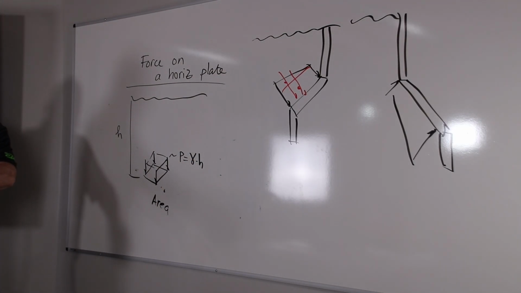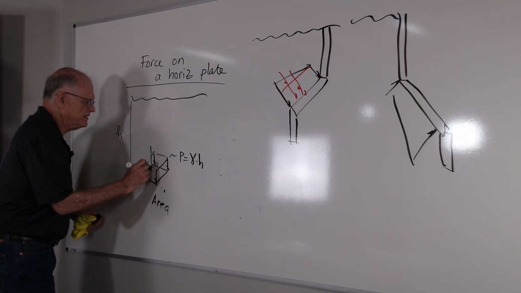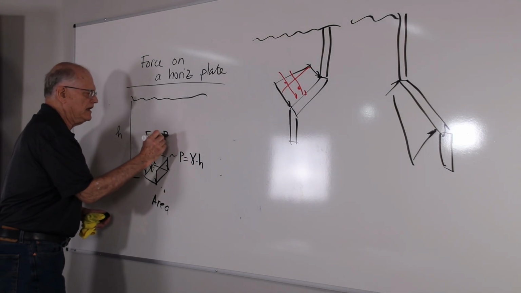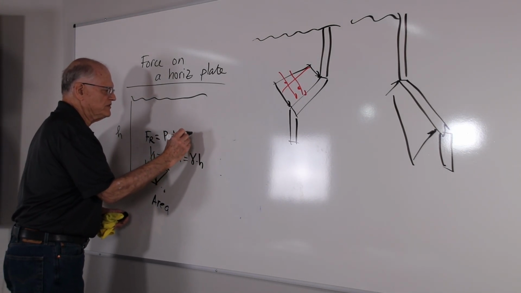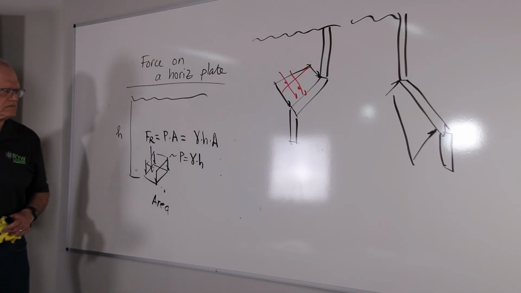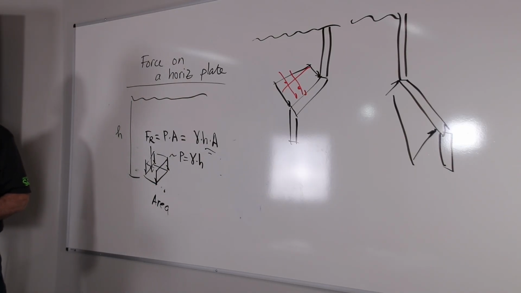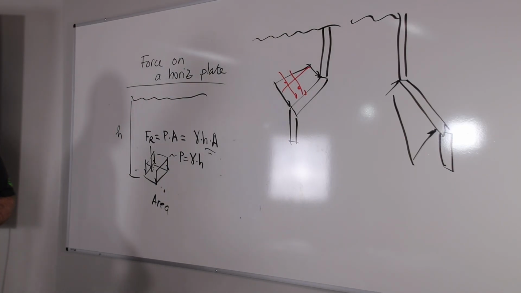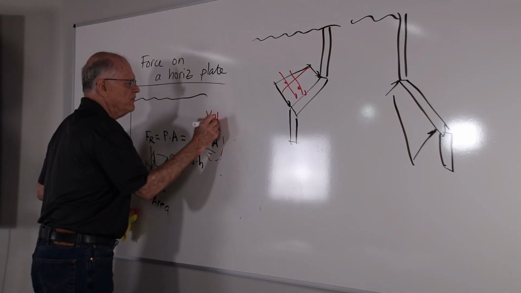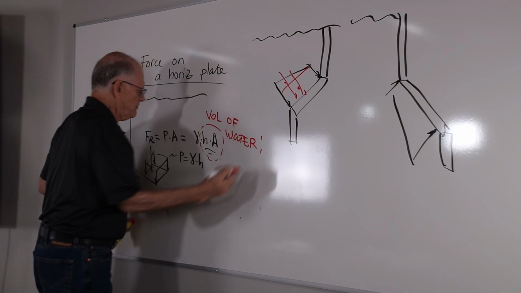And basically the plate is flat, and so the depth is constant. And so the resultant force, the Fr, is equal to the pressure times the area, which is equal to gamma times h times area. But what is h times area? H times area is the volume. This guy is equal to the volume of the water, or the fluid, above that plate.